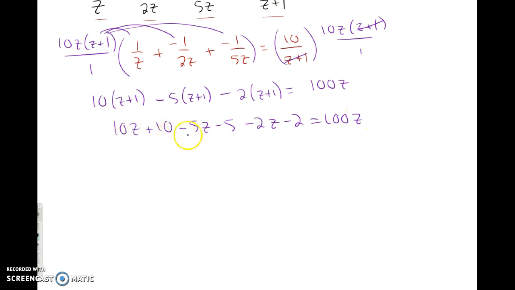10z minus 5z is 5z. 5z minus 2z is 3z. 10 minus 5 is 5. 5 minus 2 is positive 3. Yikes, this is not enough. Subtract 3z from both sides. So z is equal to 3 over 97. Yikes. That can't be right.